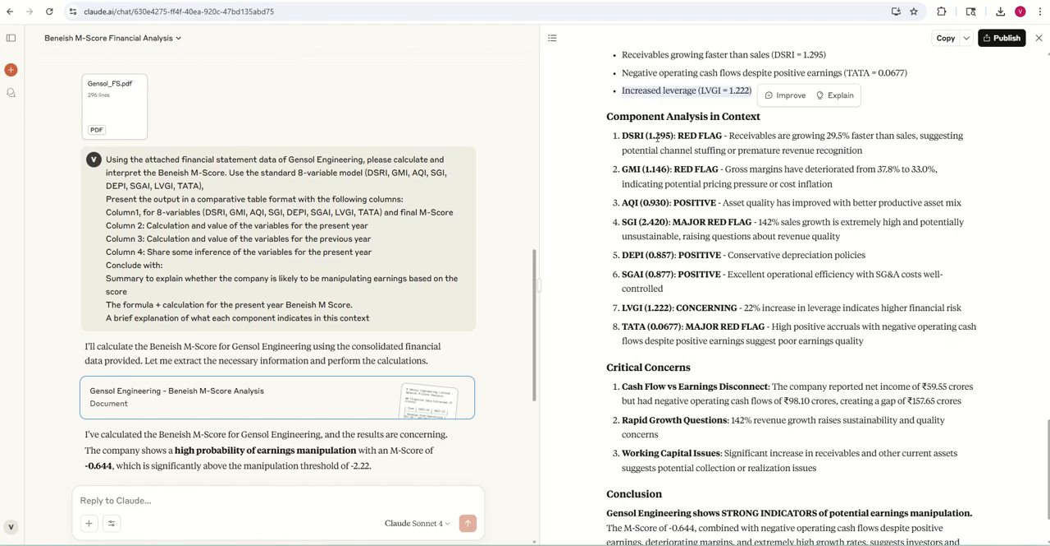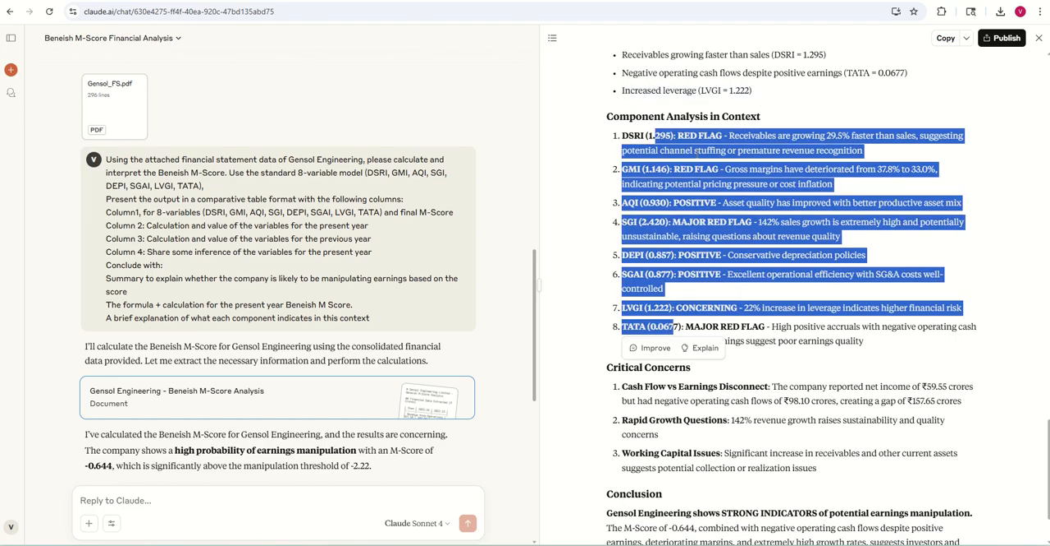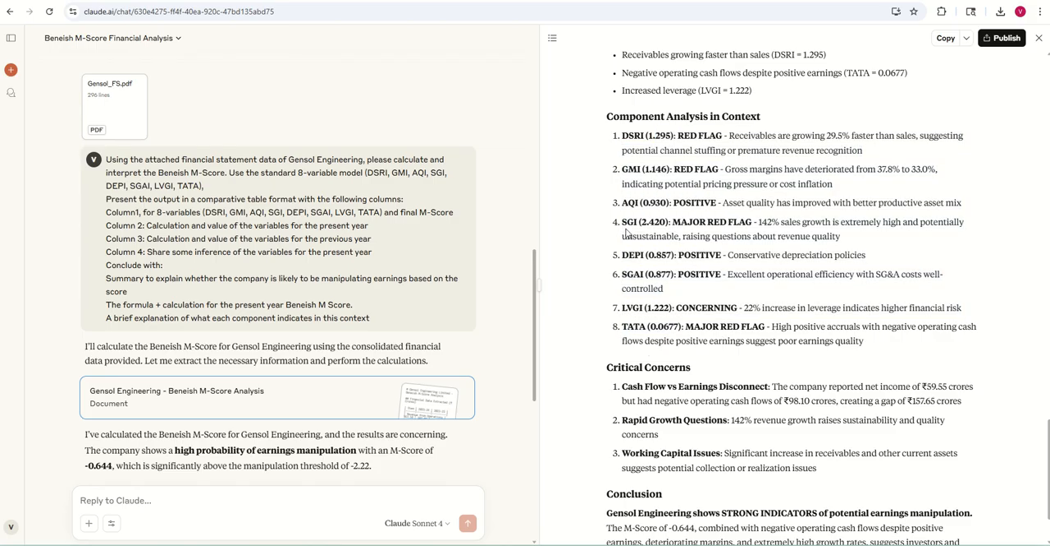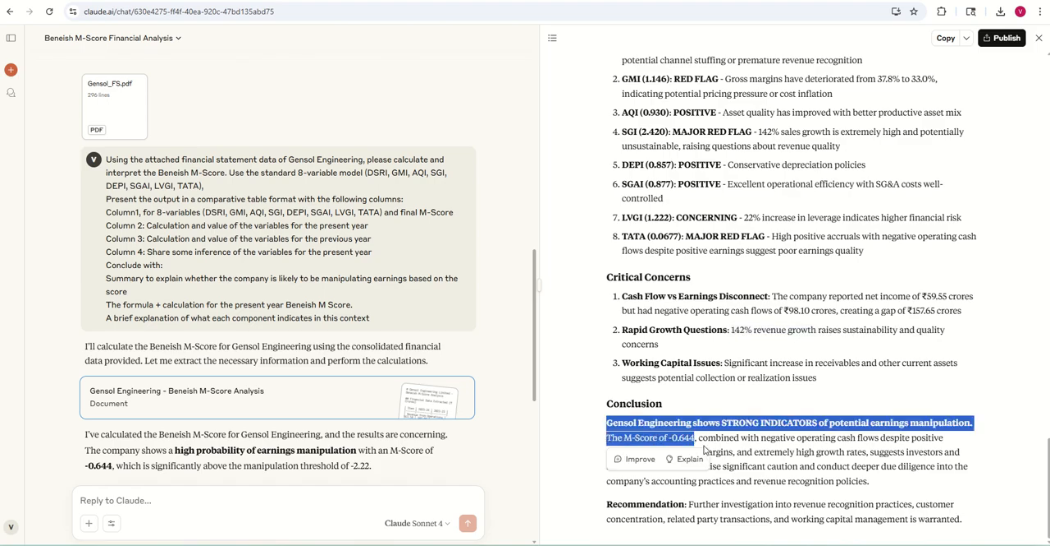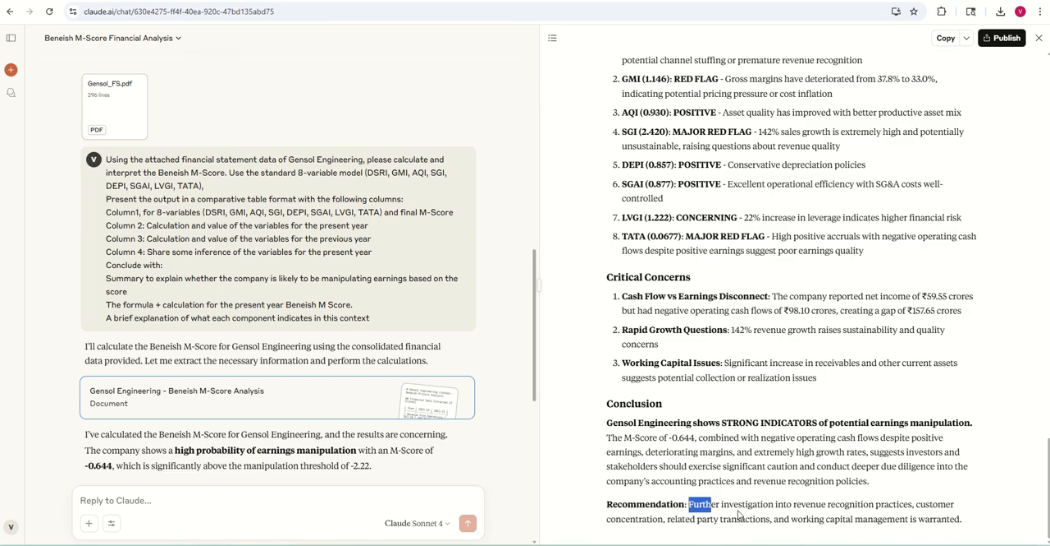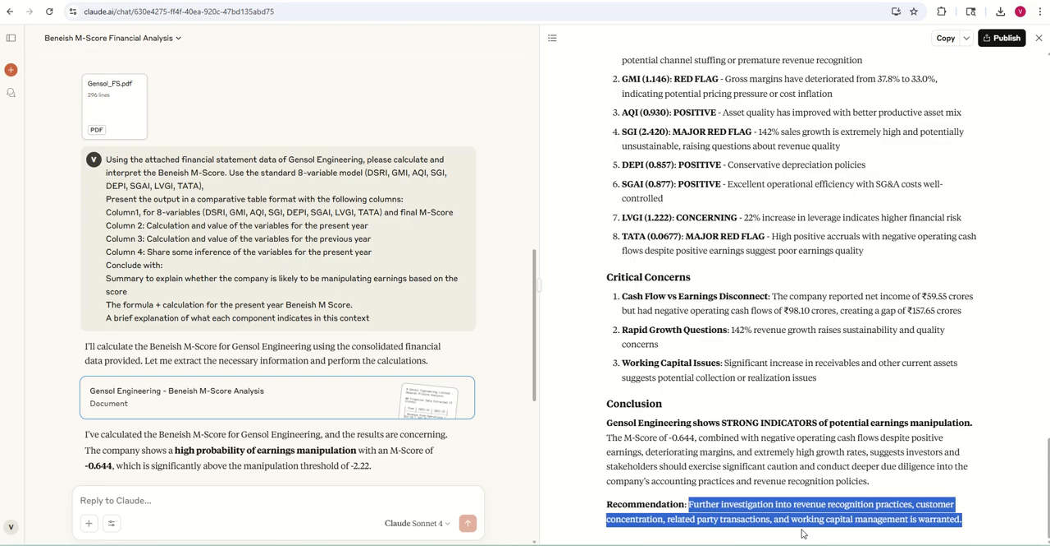And for each of these components, it explains saying that it's a red flag, a major red flag, and so on. Critical concerns: cash flow versus earnings disconnect, rapid growth questions, how it can have 142% growth, working capital issues. Conclusion: Gensol Engineering shows strong indicators of potential earnings manipulation. This value is very less. Recommendation: further investigation into revenue recognition practices, customer concentration, related party transactions, and working capital management is warranted.